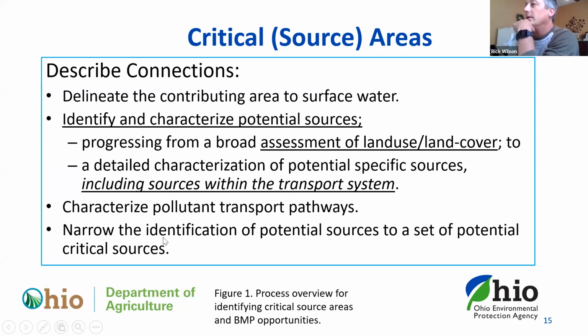Characterize the pathways, and then narrow the identification of the potential sources to a set of potential critical sources. So you're saying, well, I'm weighing the relative contribution from all the sources, and the most important ones are X, Y, and Z. Row crop agriculture, urban areas, a cluster of home sewage treatment systems, those types of things. And it's not, just like Greg said, that every part of the watershed gets its critical area. That's not the way it should go.